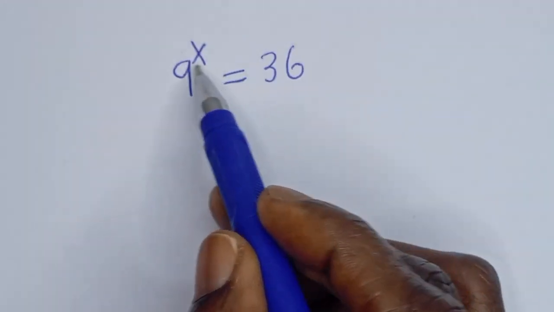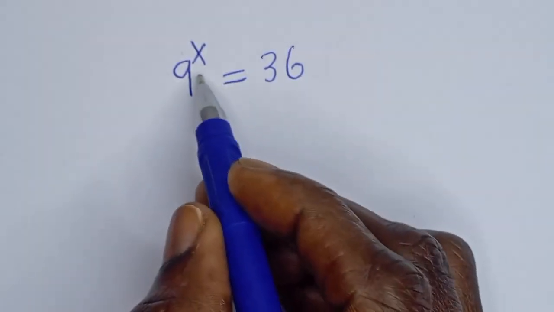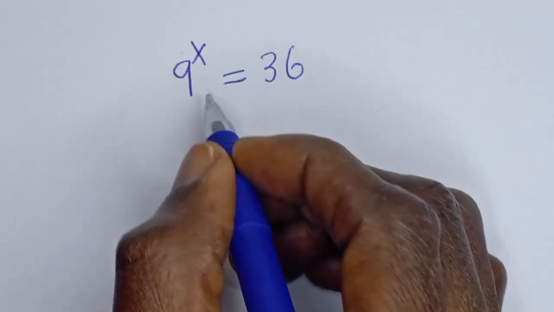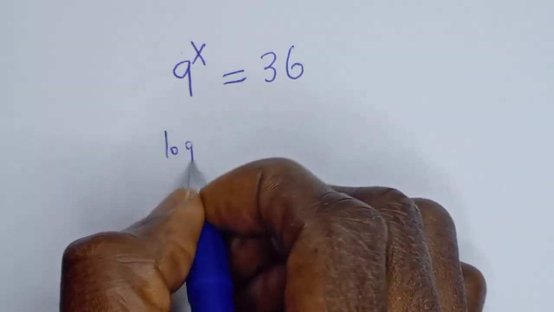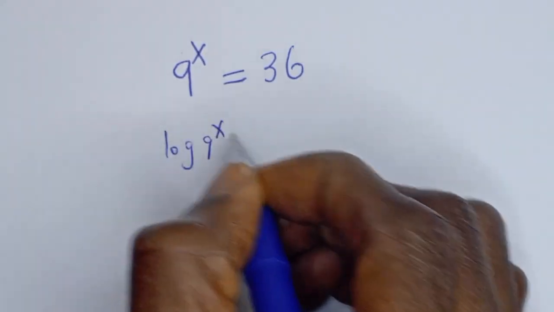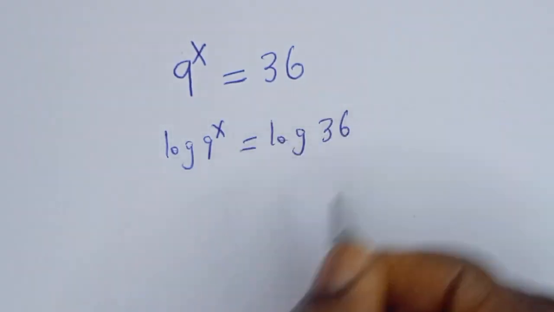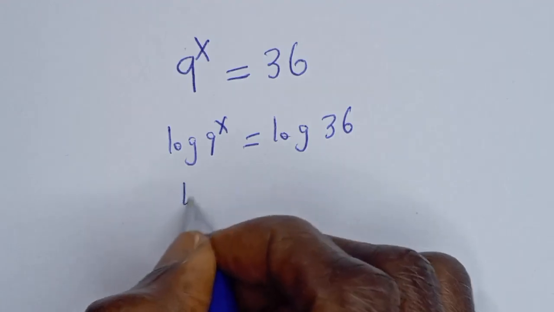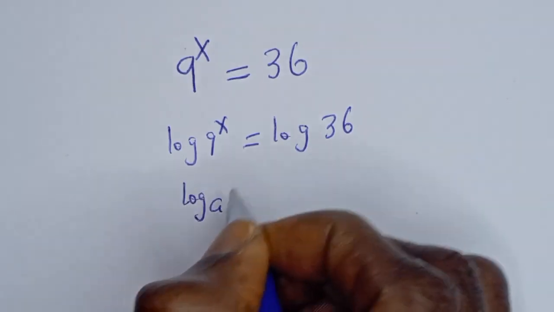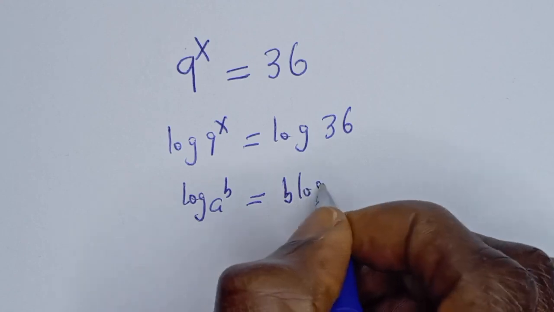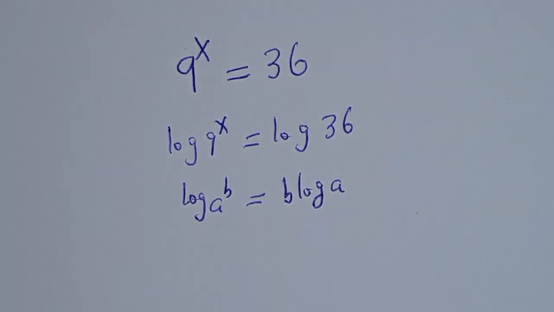Hello, how to solve for s from this given nice equation 9 to the power of s is equal to 36. Then here, let's take the log of both sides. We have log 9 to the power of s is equal to log 36. Now, if you have log of a to the power of b, that is the same thing as b log a.